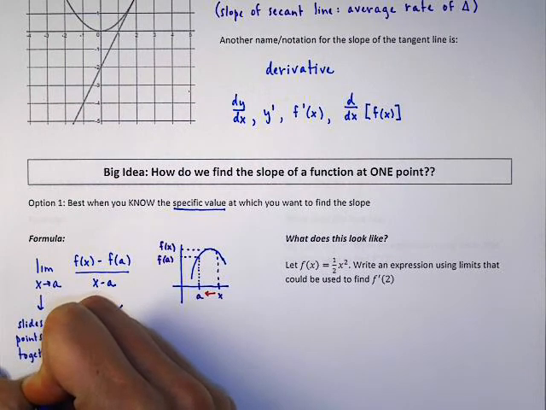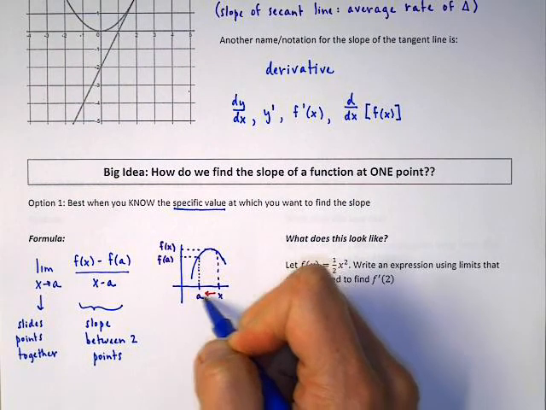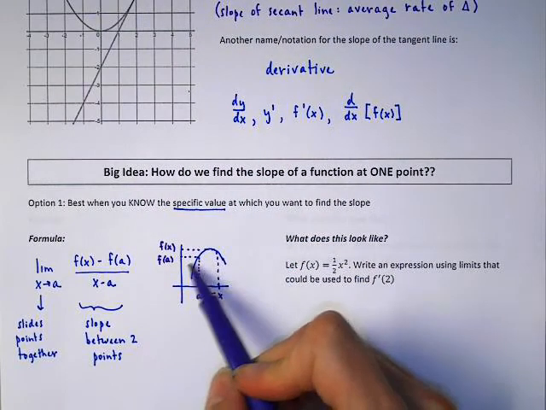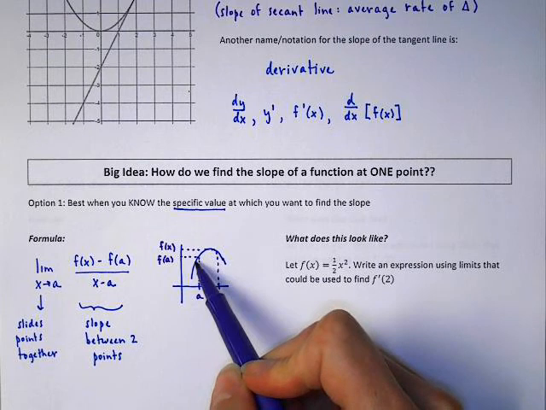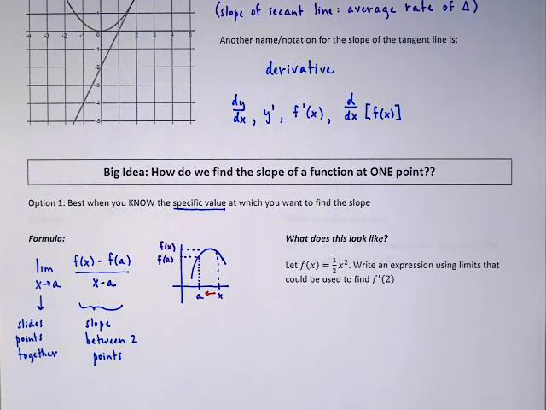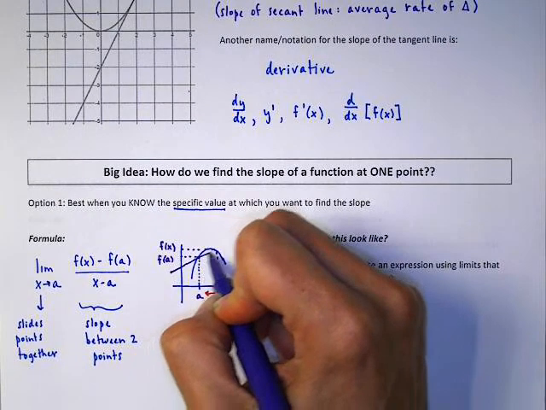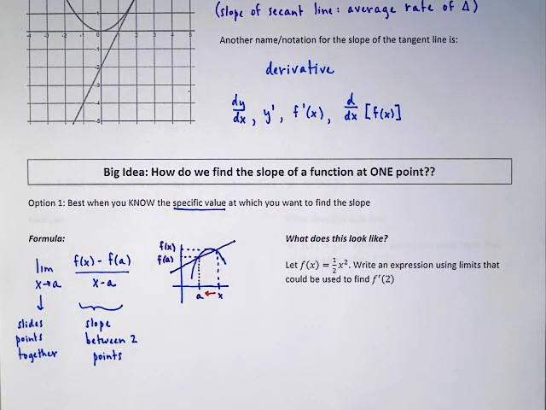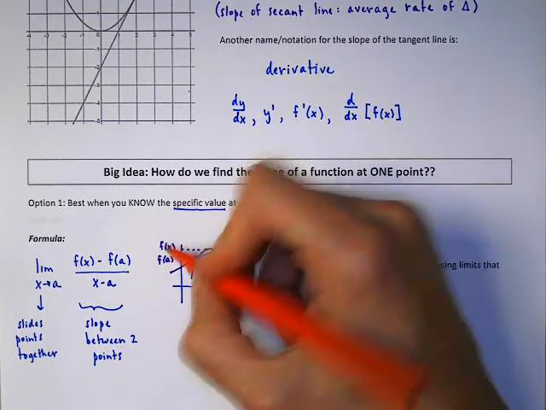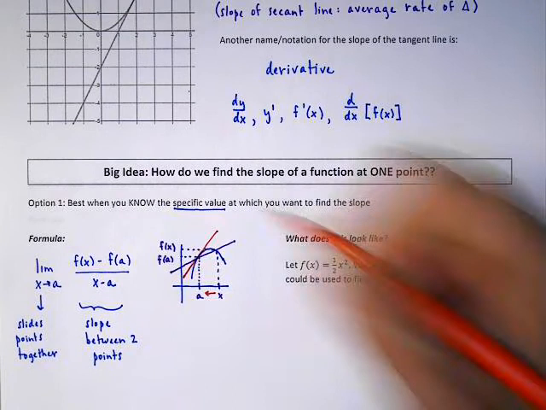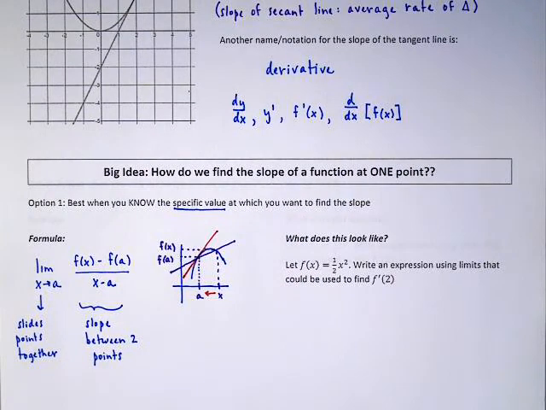And what we saw in Desmos was that as we slid those points together, the slope of the secant line got closer and closer to the slope of the tangent line. So the slope of the secant line I could represent like this. But we said as I slid x closer and closer to a, we would get closer and closer to that slope of the tangent line at x equals a. So that's visually what we're trying to illustrate here.